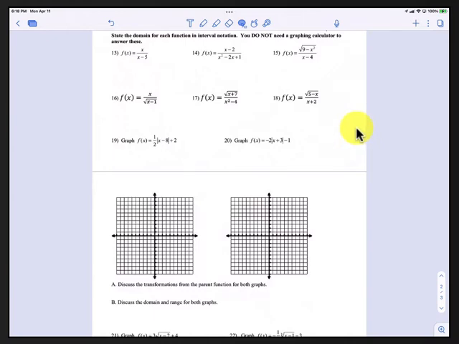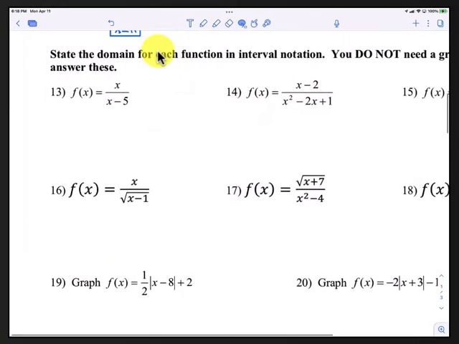So starting with number 13, it says to state the domain of each function in interval notation. And then it says you do not need a graphing calculator to answer these. So as stated, you should be able to do this without looking at a graph. Let's start with number 13.